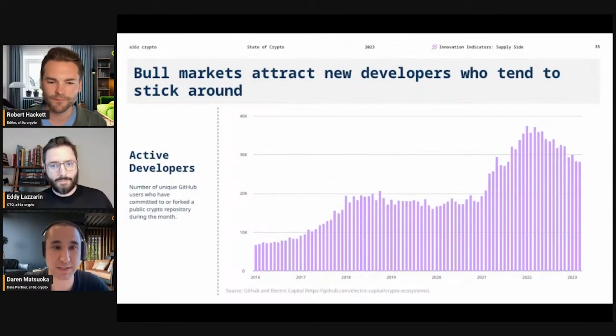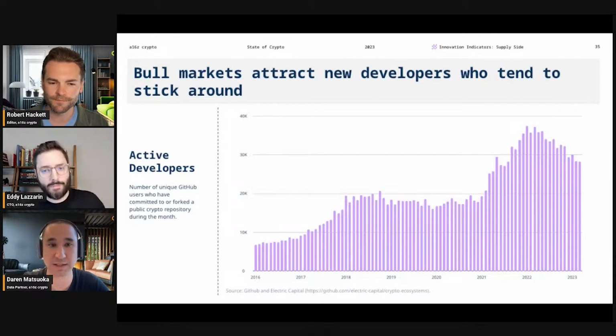Active developers. So this is the number of unique GitHub users who have committed to or forked a public crypto repository during the month. I think a cool long-term upward trend that we're seeing here. Bull markets bring in the developers, and there are signs that those developers are sticking around, which is really cool to see and speaks to that price innovation cycle that we talked about in the beginning of the report.